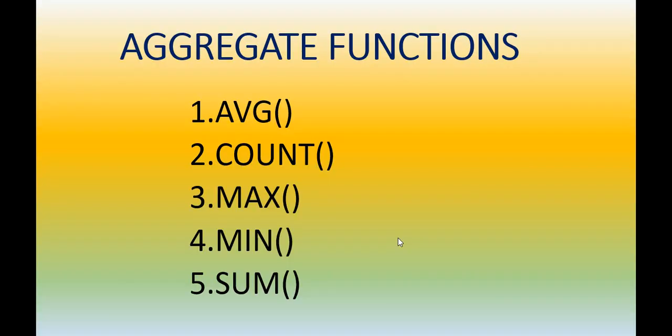What are the aggregate functions? They are the average function, AVG; the count function, to count the number of rows or a particular thing; the max function, to calculate the maximum; the min function, to calculate the minimum out of the given rows; and the sum function, which will calculate the sum of the rows' data. We will be reading these five functions today. Let us move to our practical part now.